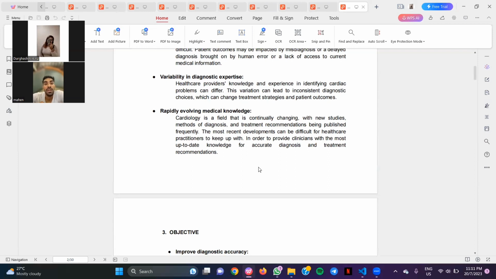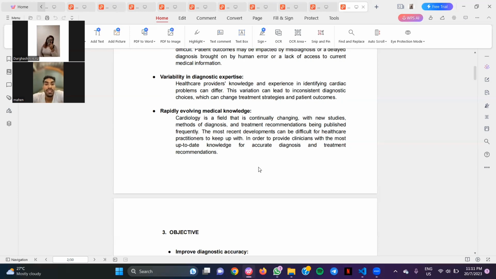The second problem is variability in diagnostic expertise. Healthcare providers' knowledge and experience in identifying cardiac problems can differ. The third is rapidly evolving medical knowledge. Cardiology is a field that is continually changing, with new studies, methods of diagnosis, and treatment recommendations being published frequently. The most recent developments can be difficult for healthcare practitioners to keep up with.